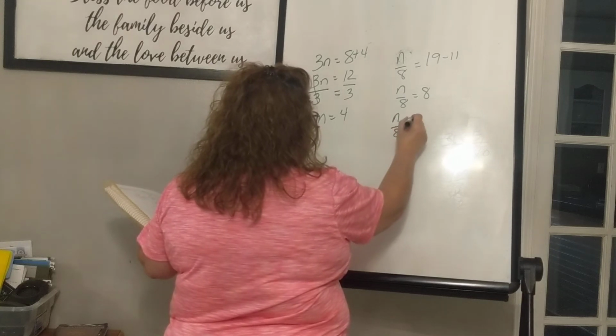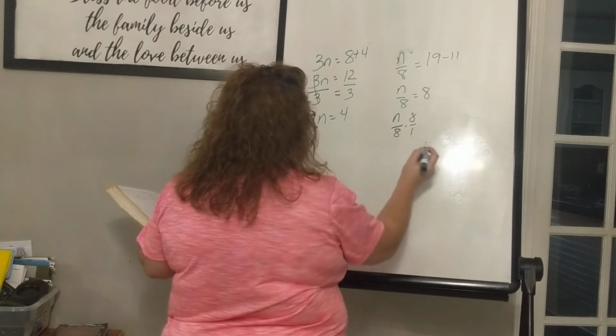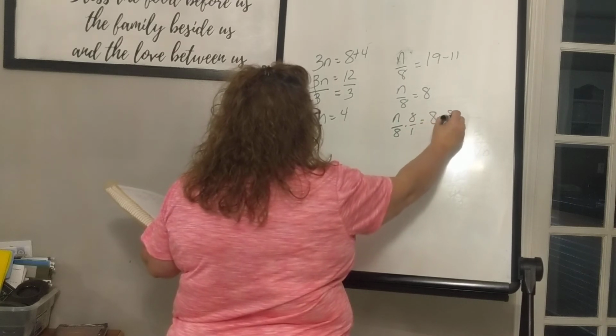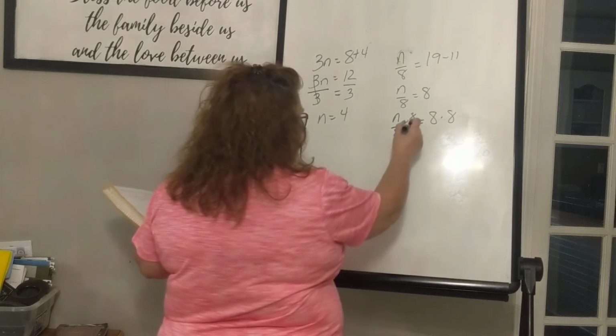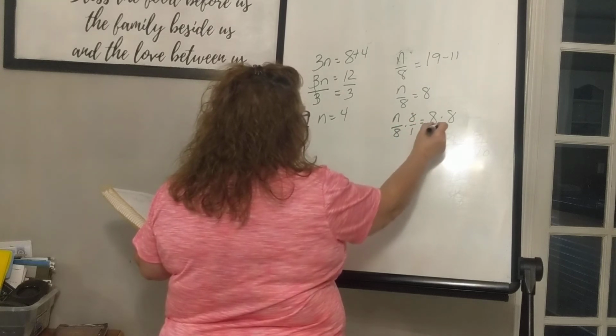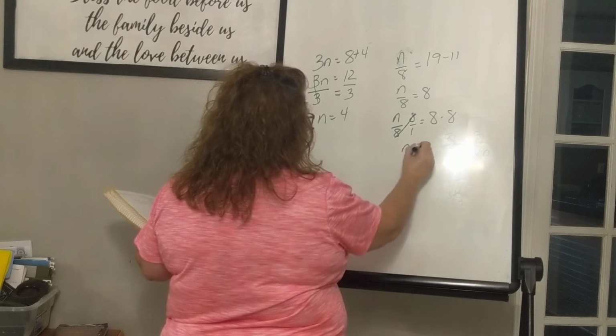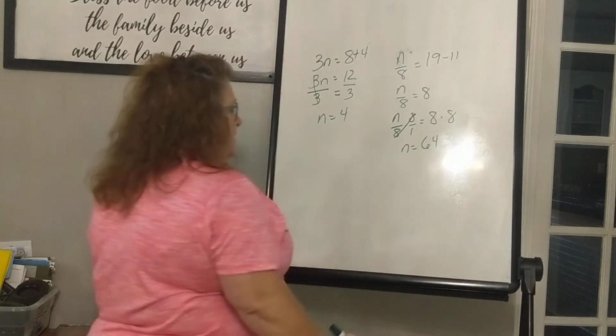N over 8 times, put your 8 over 1. You're multiplying by a fraction. Equals 8 times 8. Multiply by 8 on this side. You must multiply by 8 on that side. Our 8's cancel each other out, so n equals 64.